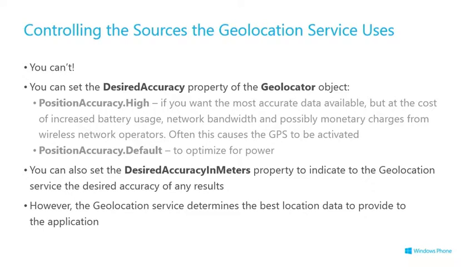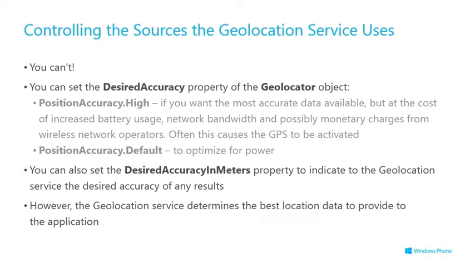Well, you can't actually specifically say I only want Wi-Fi triangulation or something. The only thing you can do is set the position accuracy enumerator to high. If you want the most accurate data available, this will usually mean it will fire up the GPS. Often that's the case. But if you just want to leave it to the phone and just say, okay, give it your best shot, you just set it to default.